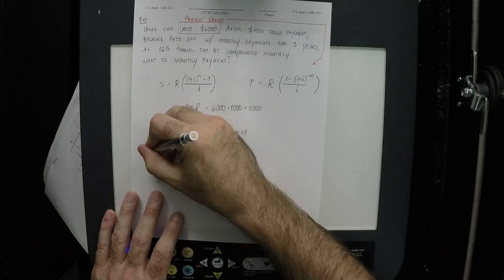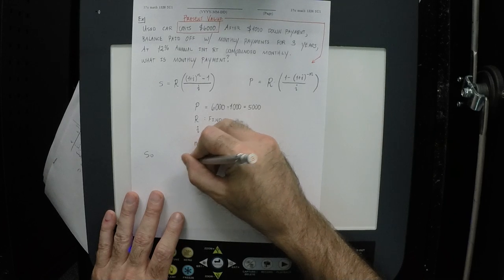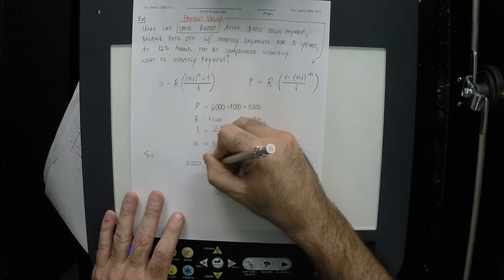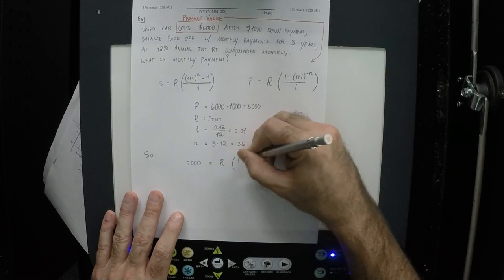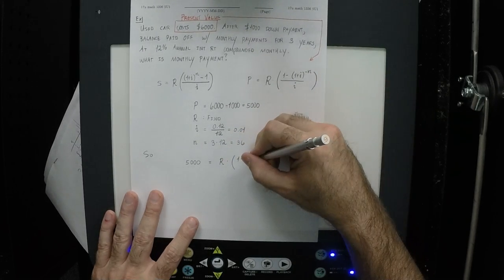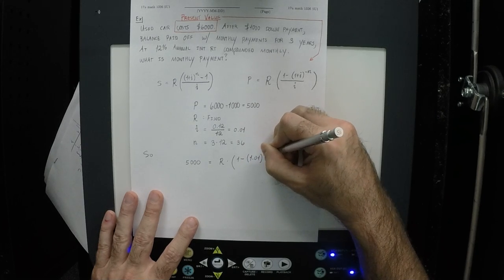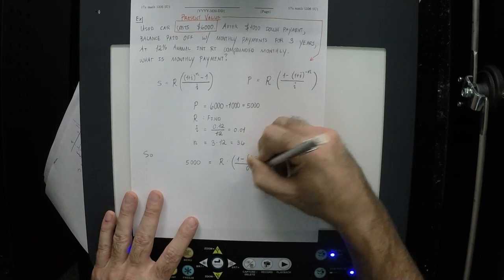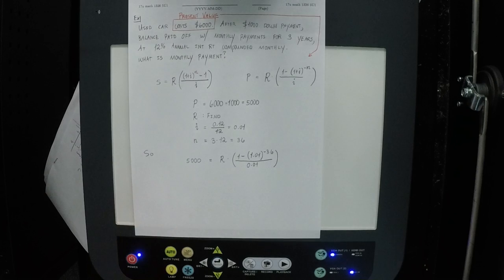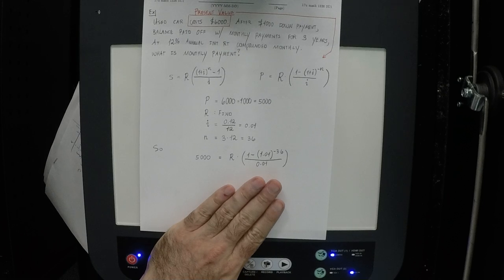Okay. So the equation is 5,000 is equal to R, which is unknown, multiplied by 1 minus 1.01 to the exponent negative 36, divided by 0.01. So is there any question why it came eventually down to this?